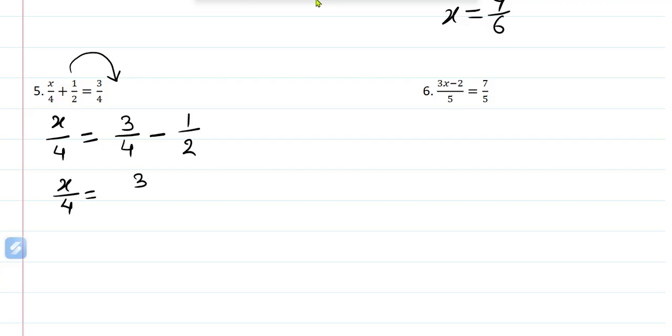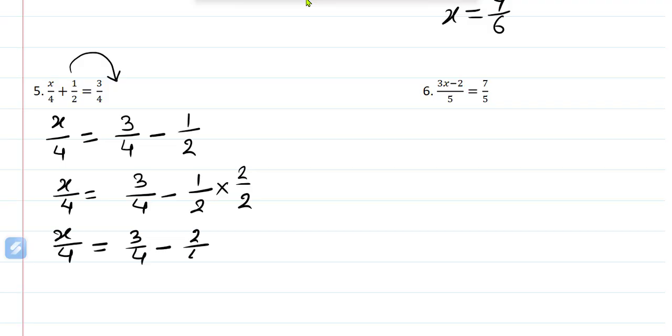The same here, we change this into the same denominator by multiplying up and down, numerator and denominator, by 2. Because this is 4, we change this denominator to 4. So we have to multiply up and down by 2. That simply means we have x divided by 4, and then 3 divided by 4 minus 2 divided by 4.